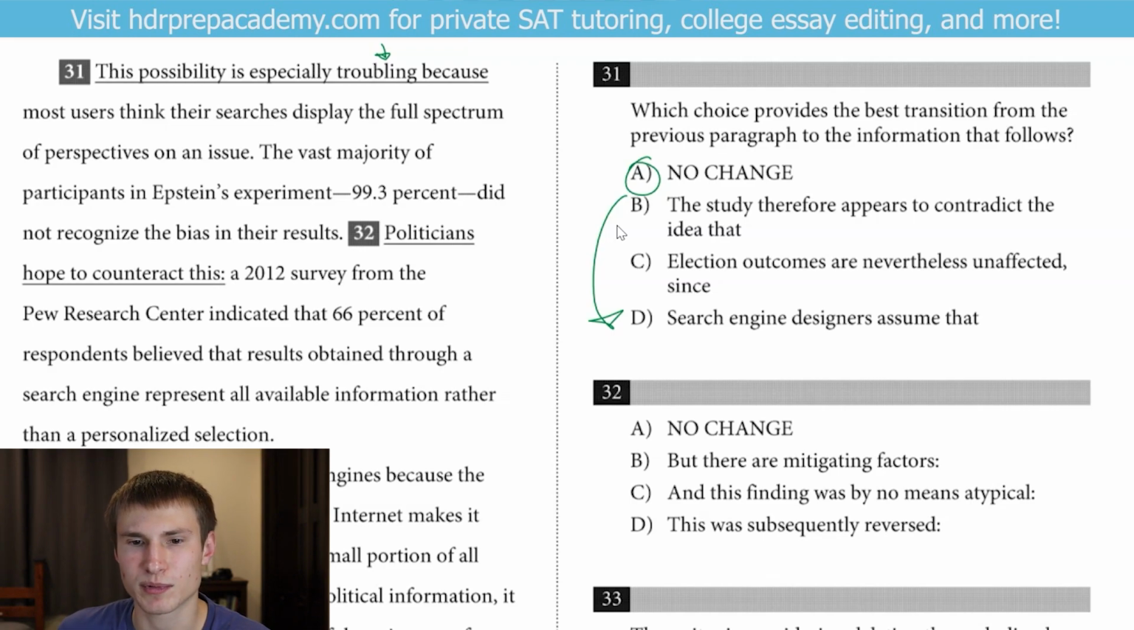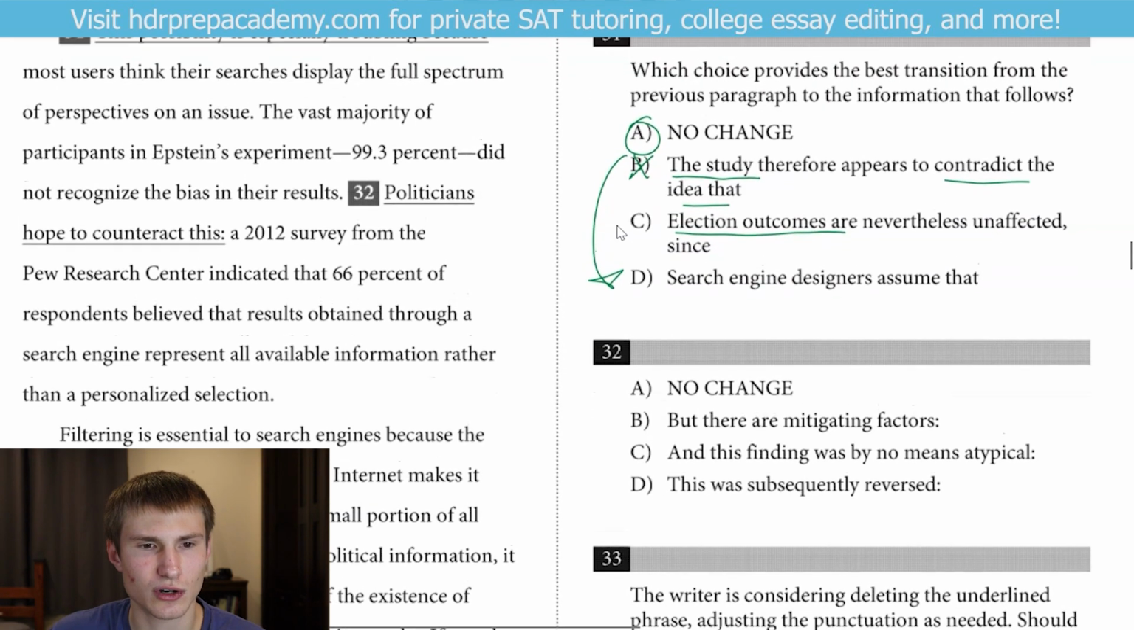B, the study therefore appears to contradict the idea that most users think their searches. You can't compare those, right? That wouldn't make sense. Comparing that study and then contradicting it with this idea that users think that their search results display the full spectrum of perspectives on an issue just doesn't make any sense here. If we look at C, election outcomes are nevertheless unaffected. In this case, that really shouldn't be our focus of this paragraph, but we can read on just to make sure. We have the vast majority of participants in Epstein's experiment, 99.3%, did not recognize the bias in their results.